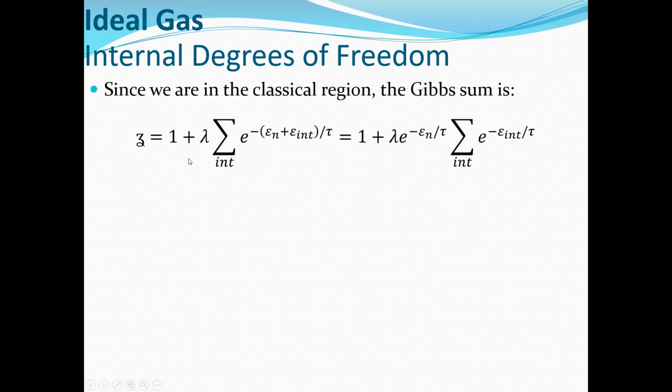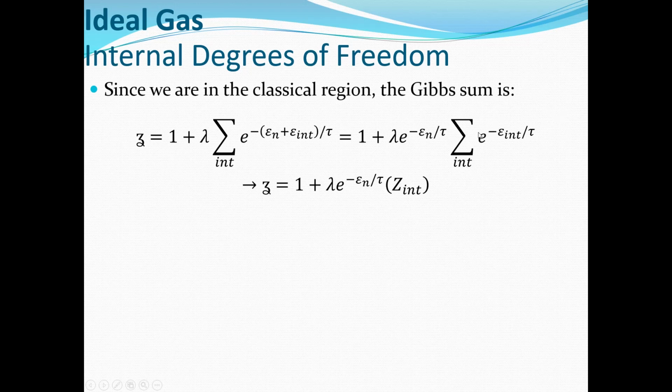All right, so our Gibbs sum is going to look something like this. We had this sum before being like 1 plus lambda e to the epsilon n. But now that we're also including internal, we're going to have to include that sum again, this time dealing with the internal motion, internal degrees of freedom. So this translational part is completely independent, so it can be pulled out of the summation, and we end up getting this.